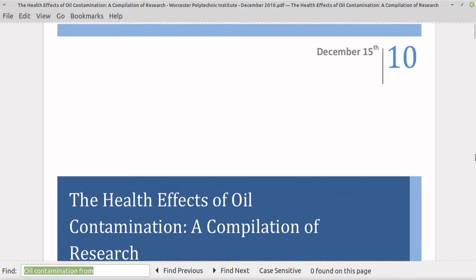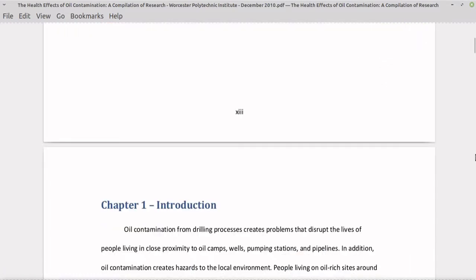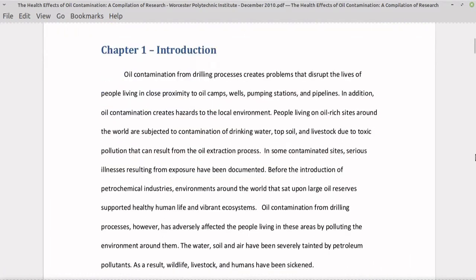All around the world, oil infrastructure disrupts nearby communities. These civilizations and the ecosystems that served as their foundations were healthy before the infrastructure was established. After the oil camps, pipelines, wells, and pump stations were set up, their environment was grossly polluted.